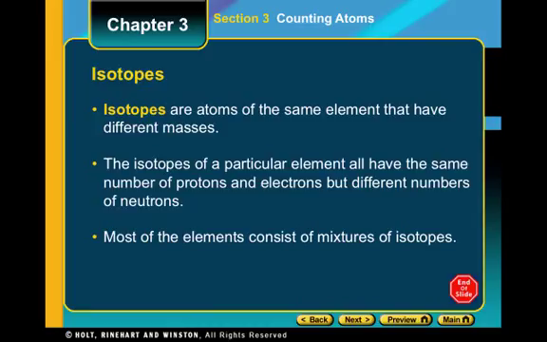Most elements consist of mixtures of isotopes, except for some of the man-made ones, like element 89 to 112 or 115, because they're smashing those atoms together, and they're really only making one isotope of that atom. They aren't naturally occurring.